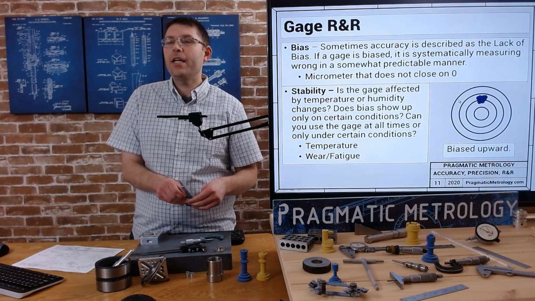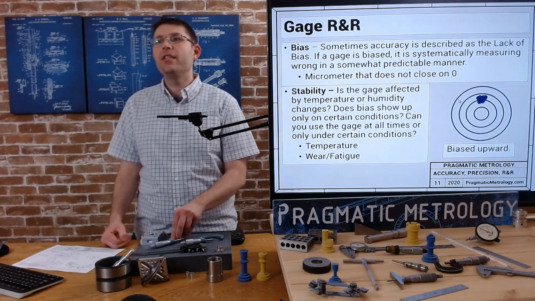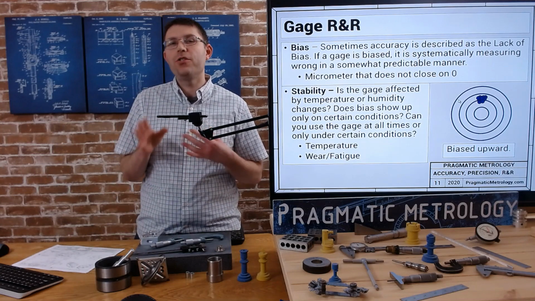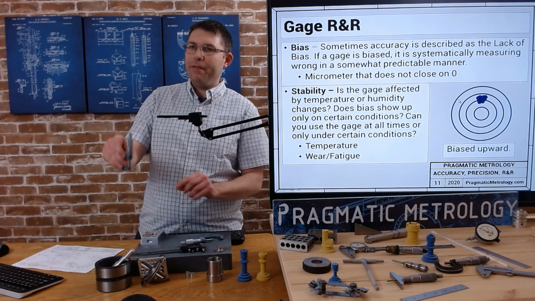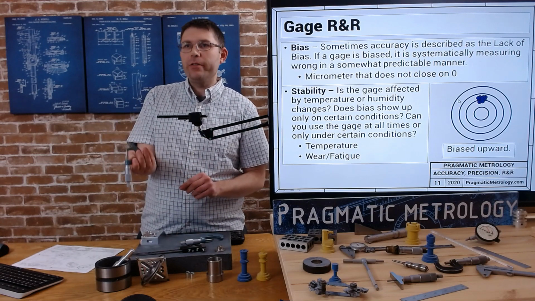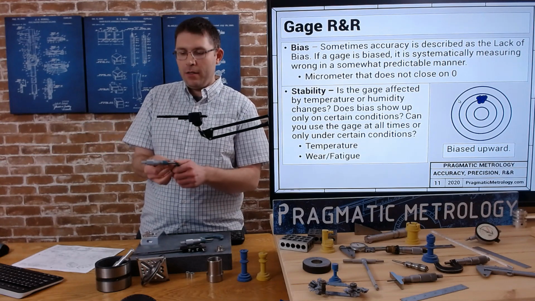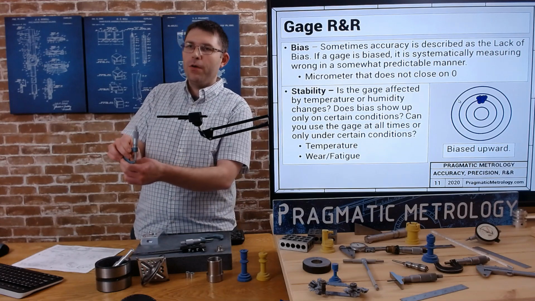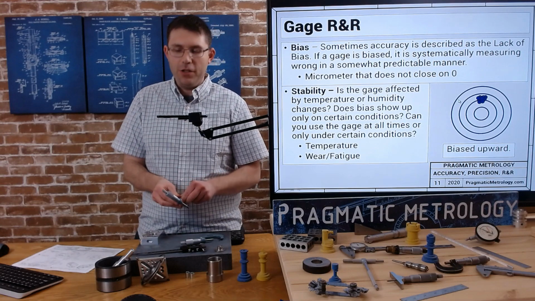The next one, stability. Well, that becomes, is the gauge affected by temperature or humidity? Does bias only show up in certain environmental conditions? Could even be like gravity-fed orientations. I've had a gauge that was loose and I didn't realize it, and when I was holding it horizontal, it was fine. But when I started to go vertical with it, I was getting some bad readings. It was just a gauge in bad condition.